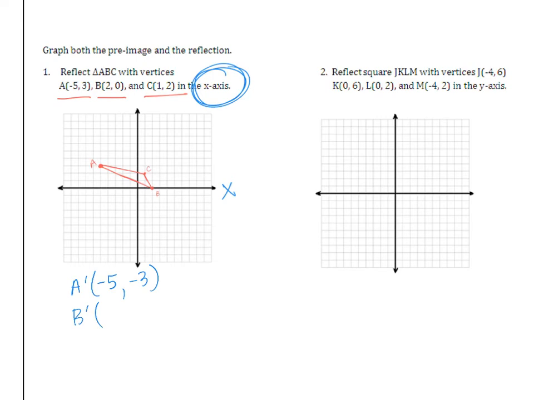For B prime, you leave the first number alone, so it's going to stay at 2. You multiply the second number, or the y value, by -1. Well, 0 times -1 is still 0. The C prime, leave the first value alone, and you multiply the y value by -1, so that'll be -2. And then you plot your new points. So go ahead and pause the video again and plot these 3 new points and then unpause.